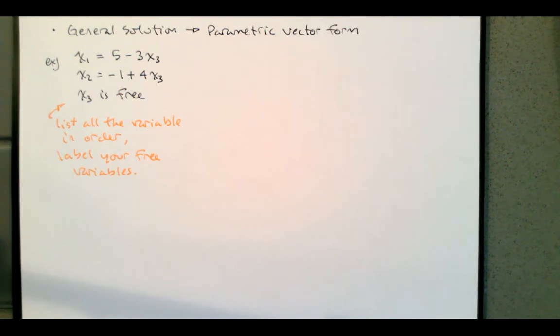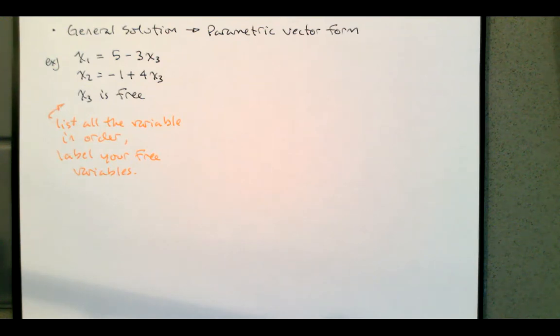The reason that I want to do this is that sometimes in one of the problems, say if x2 is a free variable, you write x1 in terms of x2, but a lot of you actually wrote x2 in terms of x1, and that's not how it works. So you're not understanding the free variables and the basic variables. So make sure you label your free variables.